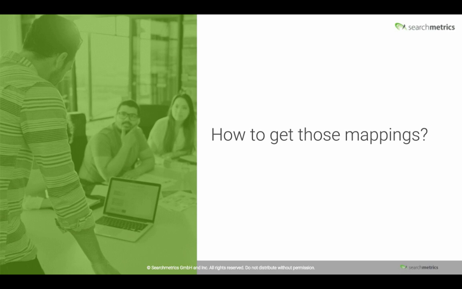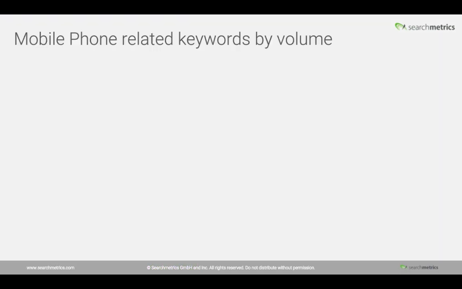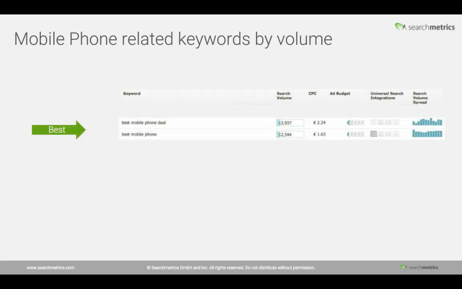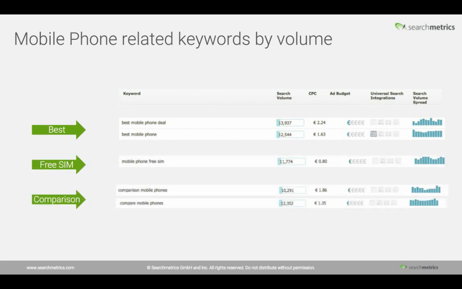How to get to those mappings? Exactly. As you saw before, there are 3 main categories, including mobile phones and SIM only. What you can do in the very beginning is key in one of the main keywords, in this case mobile phone, and sort them by search volume. Go through the list and see what kind of topics you can find, and compile those lists, keep them somewhere, take a note, so you can later do deeper research within these specific categories.